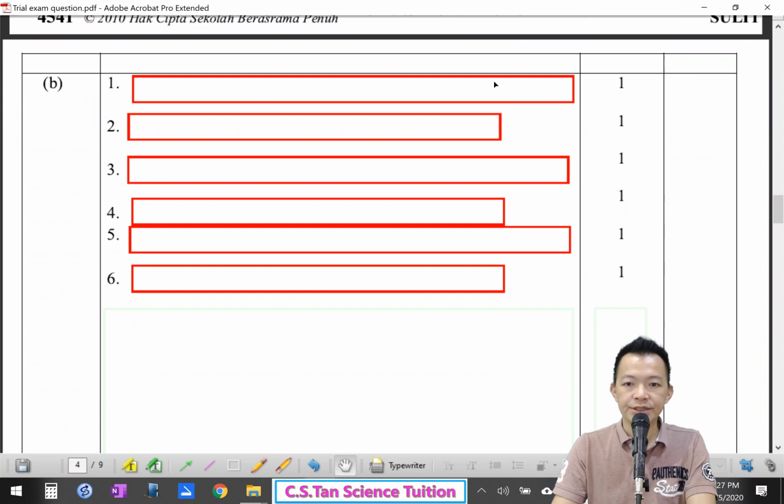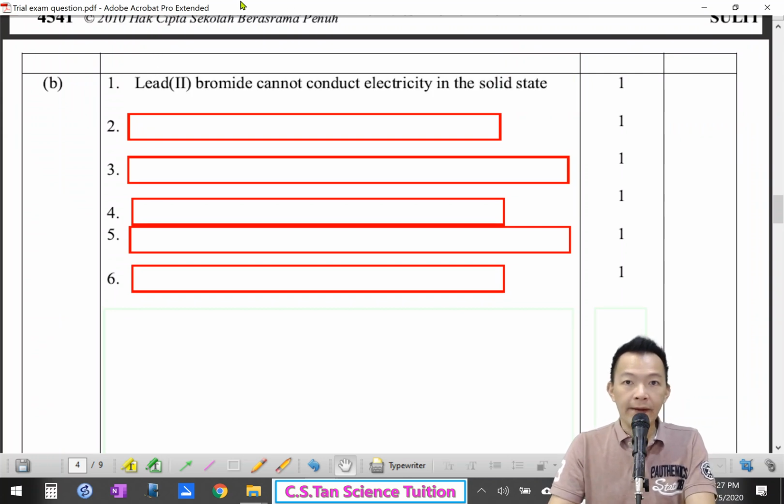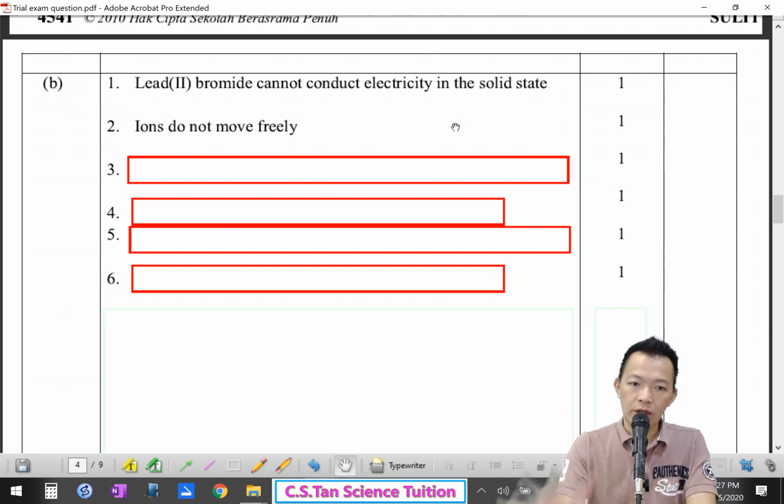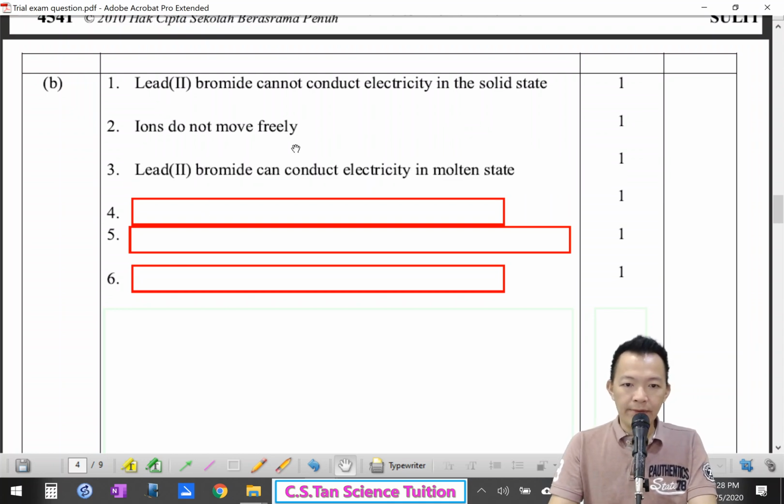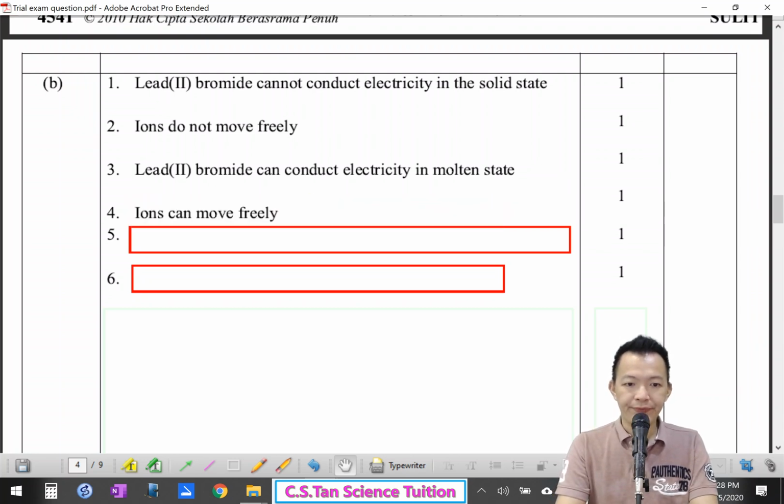Okay, so now we give the answer for this question. Lead bromide cannot conduct electricity in the solid stage. So that's why the light bulb does not light up. Why? No free moving ion. Ion do not move freely. 它的离子没有自由活动。Ion do not move freely. Okay, lead bromide can conduct electricity in the molten stage. Why? Because the ion move freely.